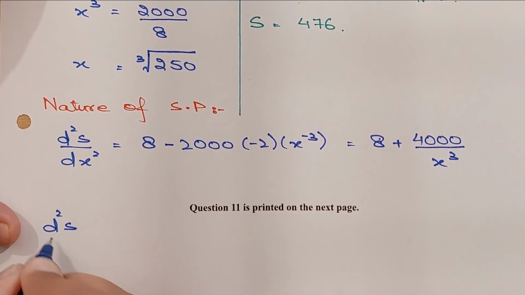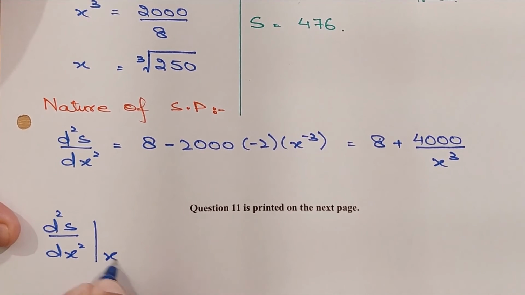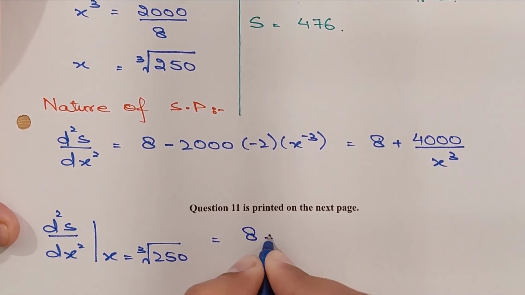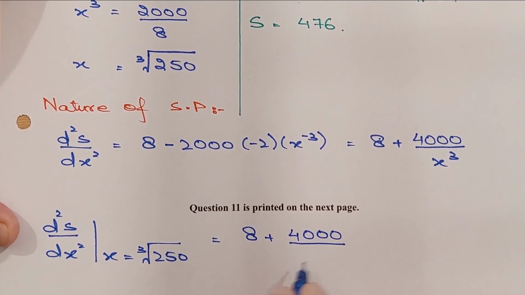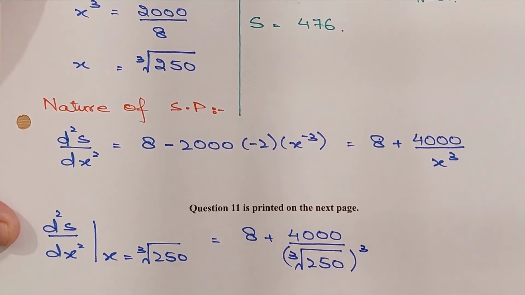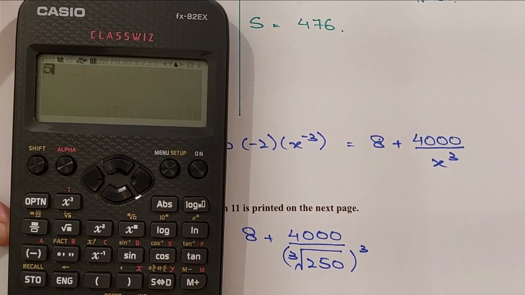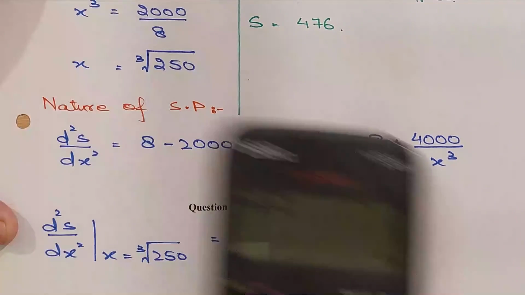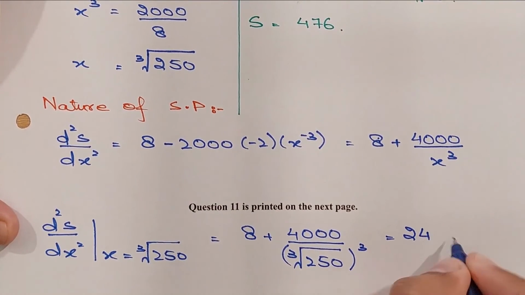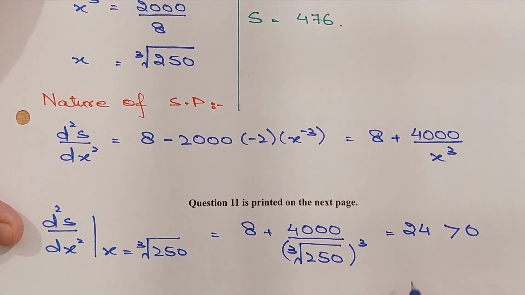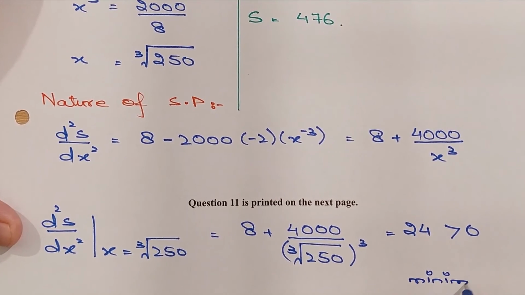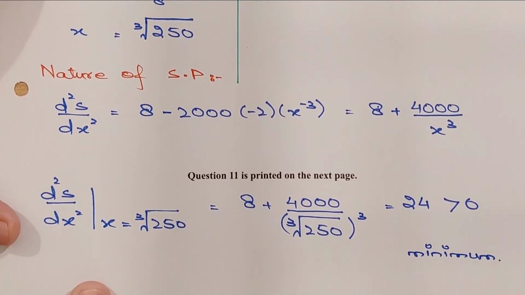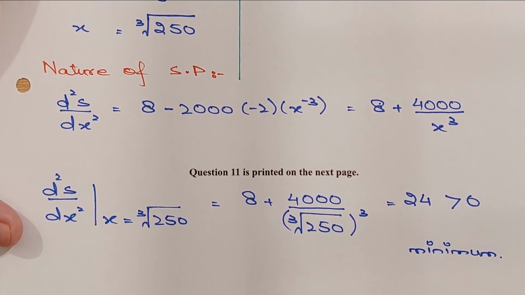So the second derivative of s with respect to x, where x equals the cube root of 250, is equal to 8 plus 4000 divided by the cube root of 250, whole cubed. So this is just 250. Okay, so 4000 divided by 250, and then plus 8, equals 24. This is greater than 0, so we can say that the stationary point is the minimum point. This is a minimum value when the second derivative is positive. This is the nature of the stationary point.